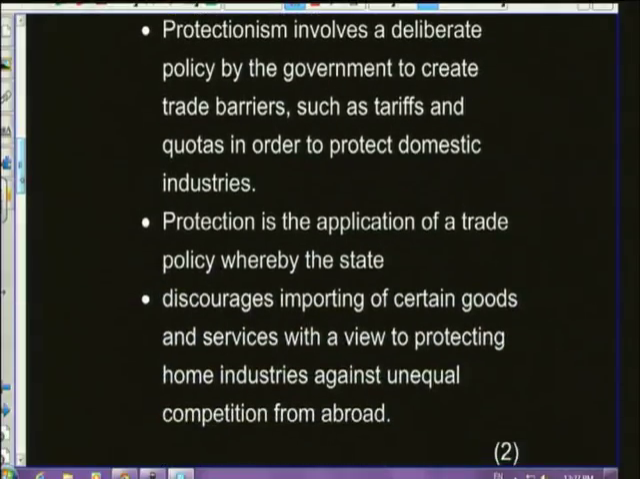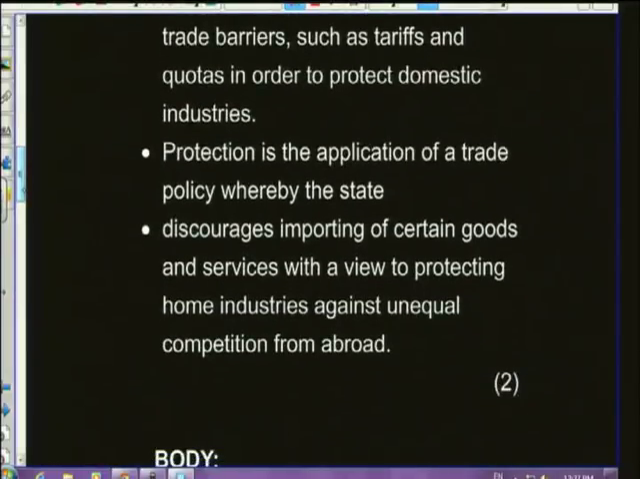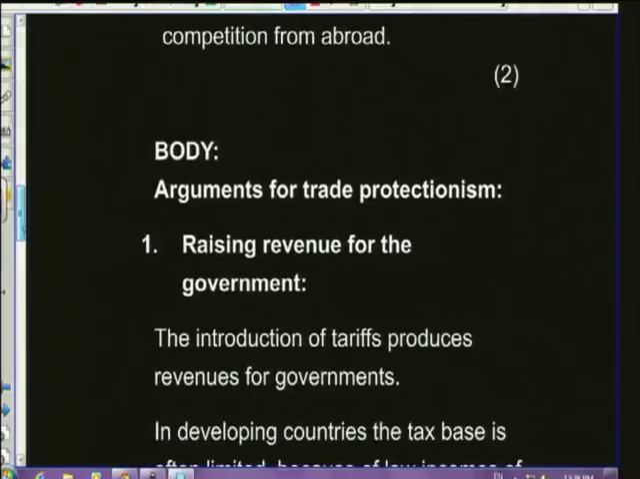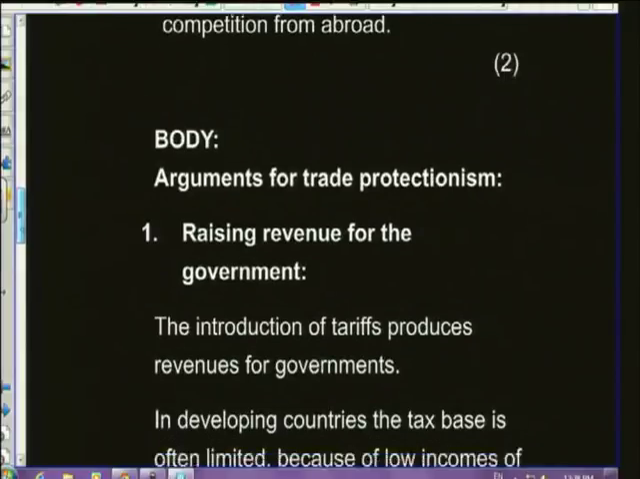And I'm going to look at one more. Protectionism involves a deliberate policy. In other words, it's something that the government has decided on. A deliberate policy by the government to create trade barriers such as, and you can give a few examples, tariffs and quotas. That means the quantity of a certain product that may be imported in a specific period of time in order to protect domestic industries. Remember, it's only for 2 marks, so don't write half a page.